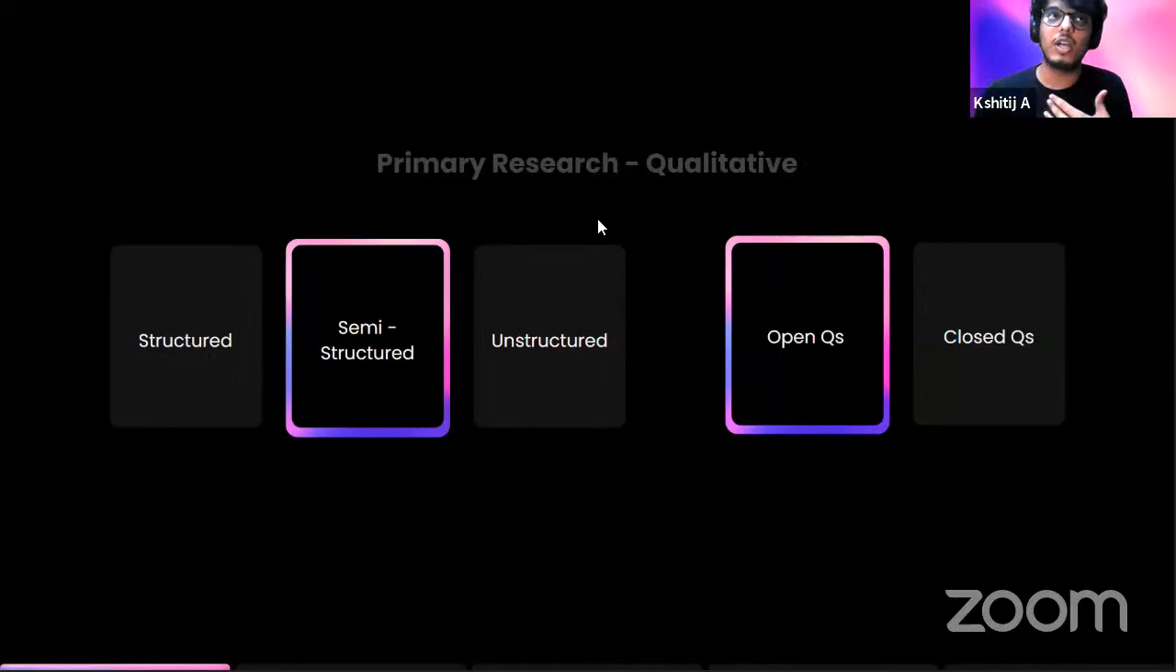Unstructured is when you don't know anything about the problem space, you just go in and try and understand it. That's not recommended for beginners because it's a very open space and you don't know what you're going to be asking. So I would say just have a certain set of questions and then go off topic if you want. And try to ask open questions.